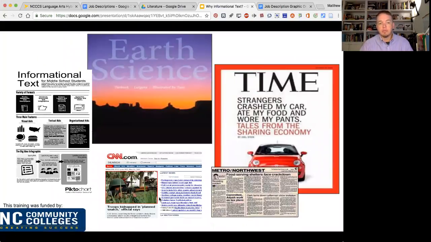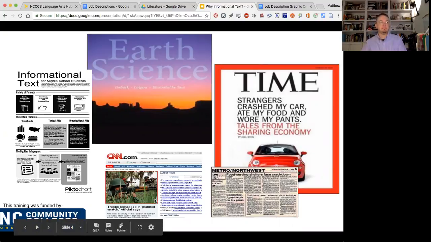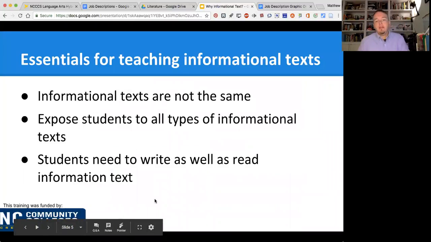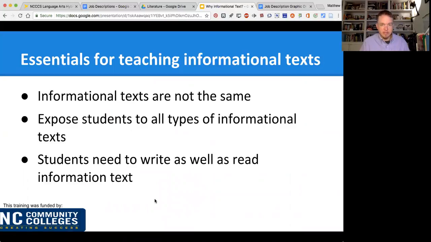And it comes in many forms. It can come in the form of a textbook, newspapers and websites, magazines, and graphic design, or infographics. And so, it's not always the same across the board. Informational text has a specific purpose, and what the author's trying to convey and the way they're trying to convey it will dictate how they organize and present their materials.